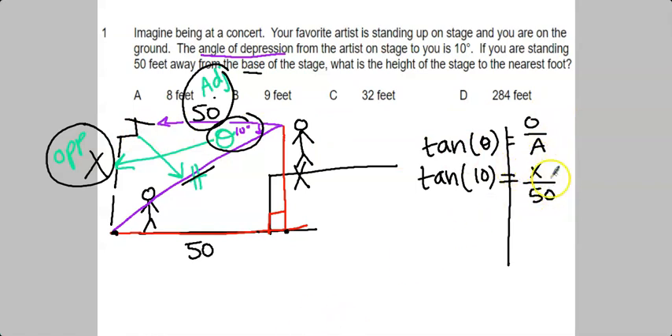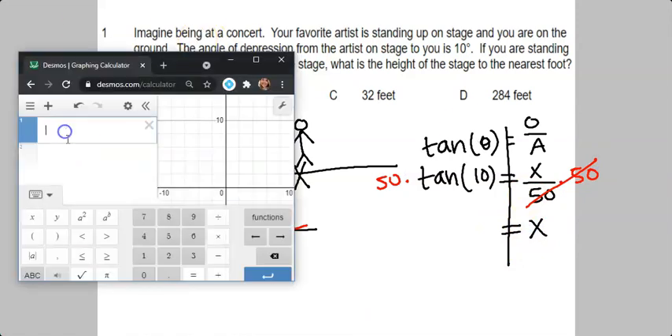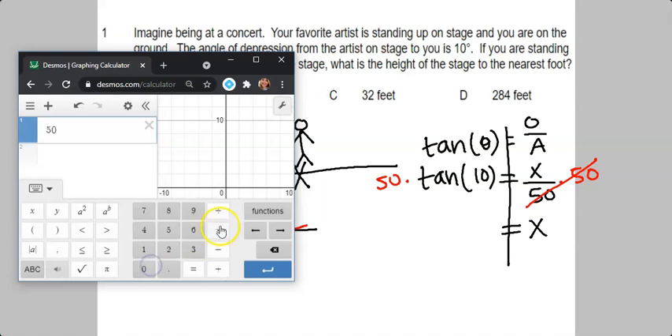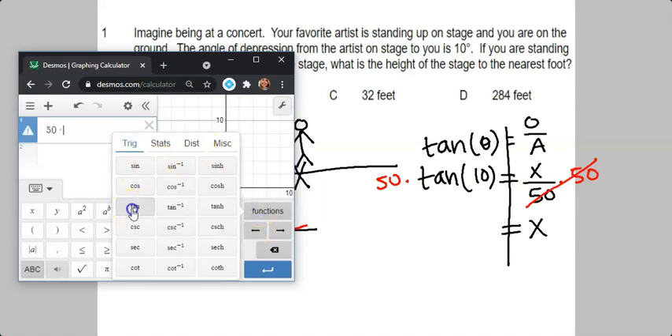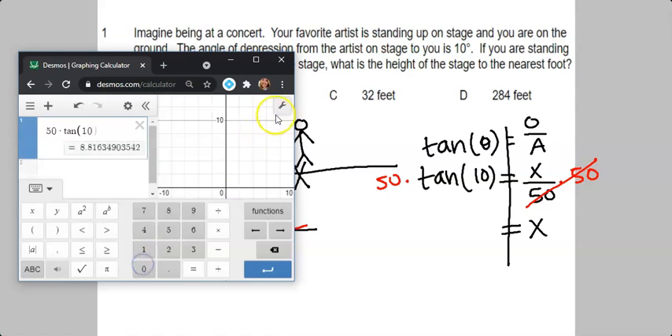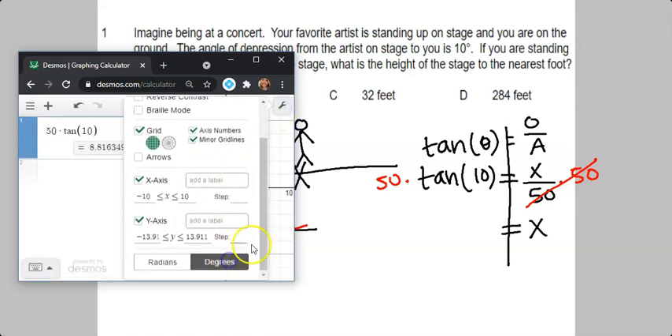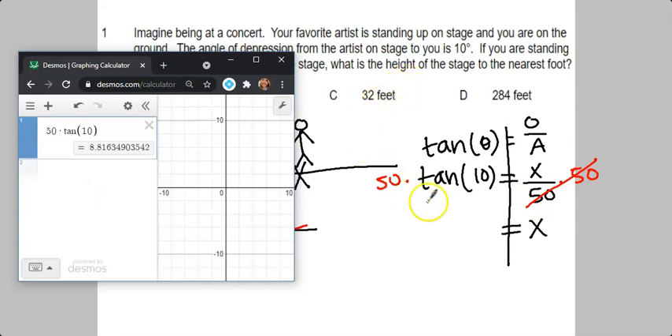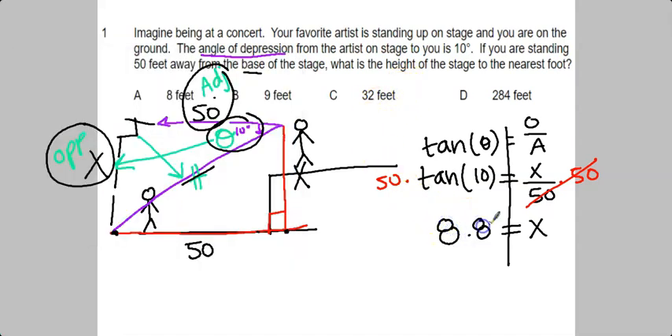All right, we need to get x by itself. We also need to get rid of this fraction. So my denominator is 50, so times 50. Now that we have x by itself, it is time for Desmos. So 50 times tangent of 10 degrees. And again, we're going to make sure that we are in degree mode. So we get 8.8. And if we want to round it to the nearest foot, then that would be 9 feet is the stage. And so that was answer choice B right here.